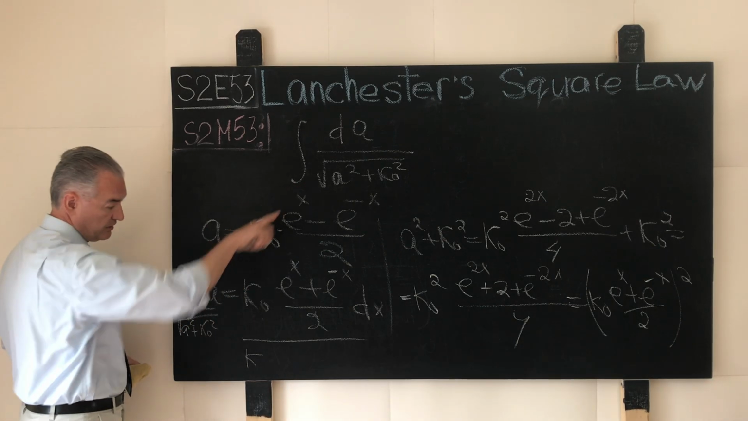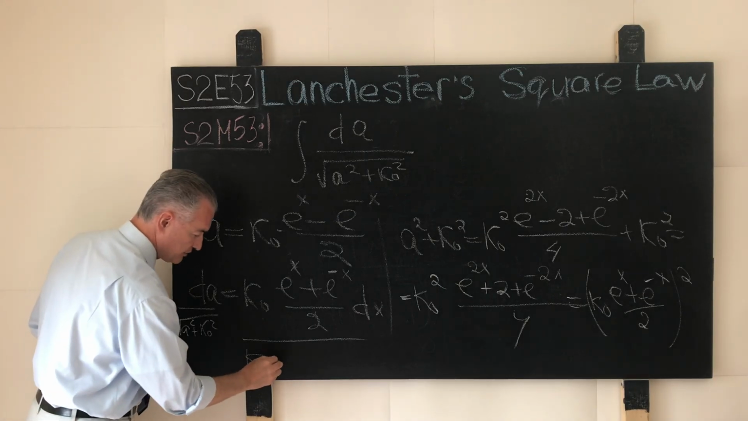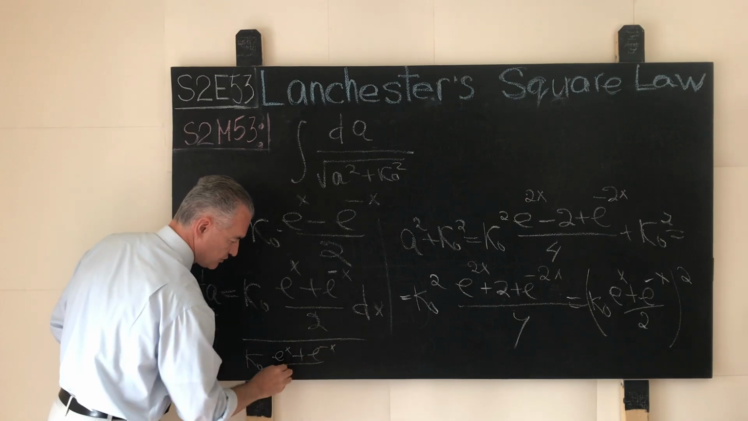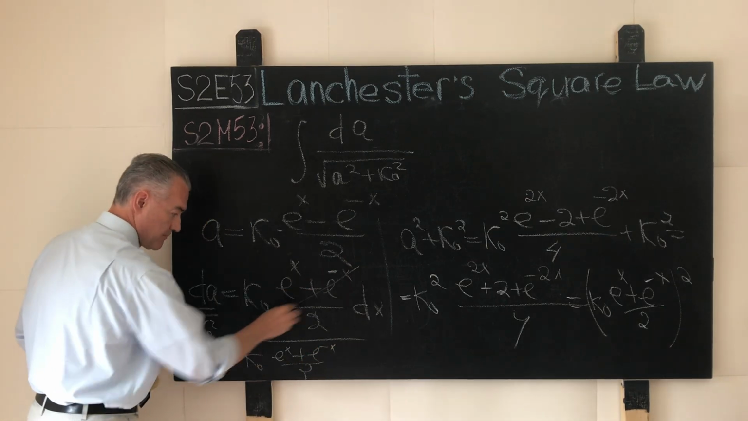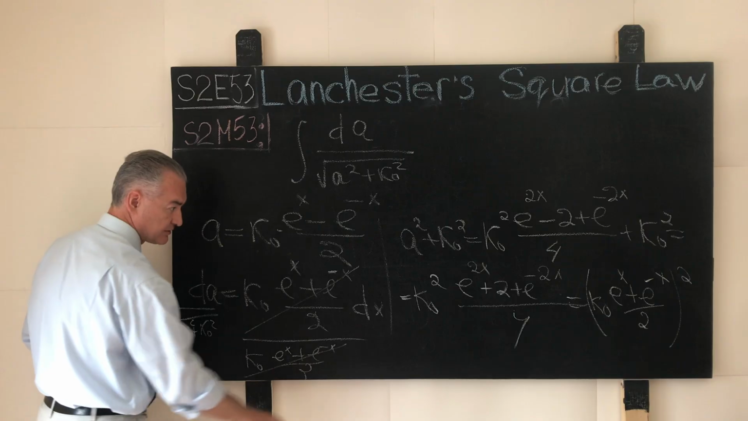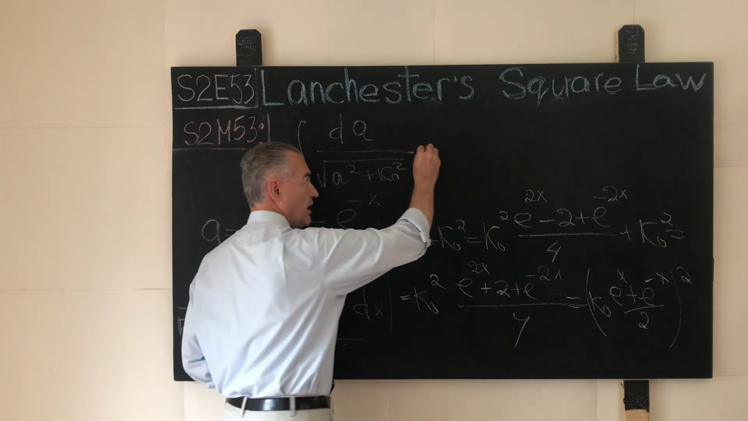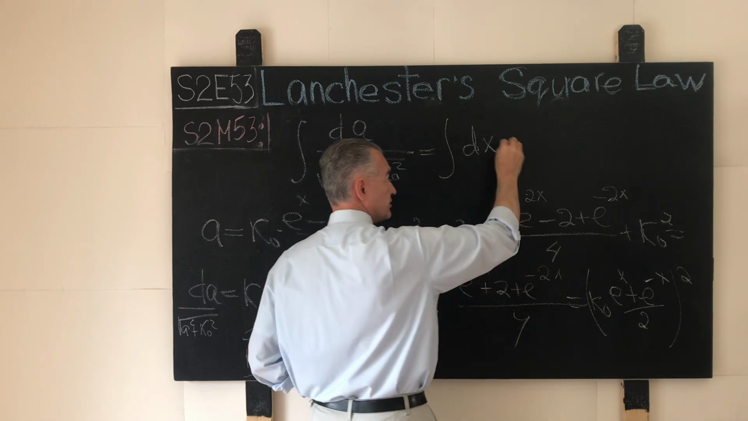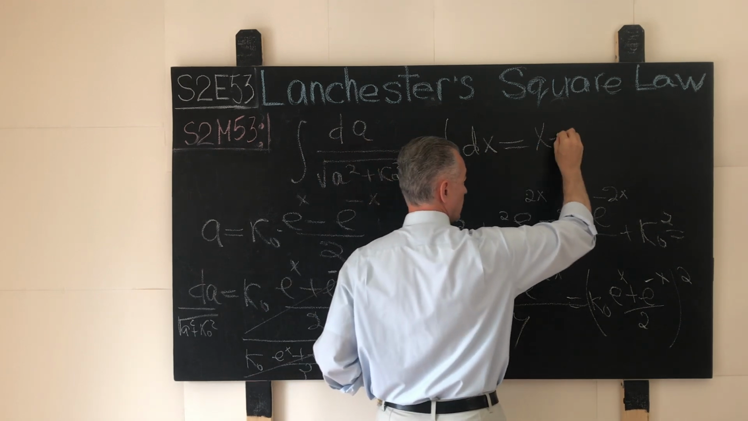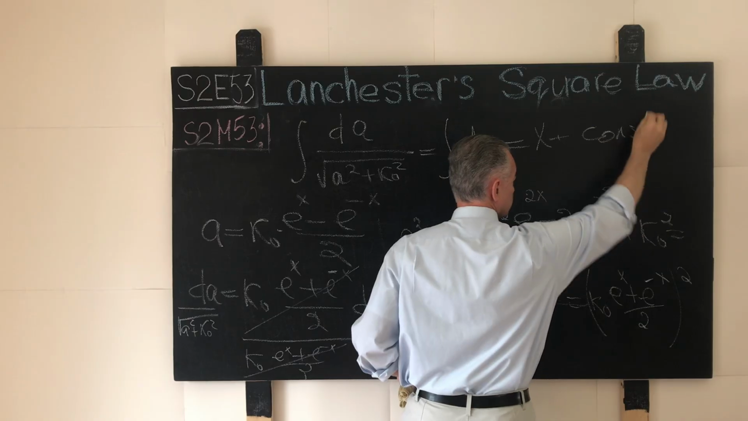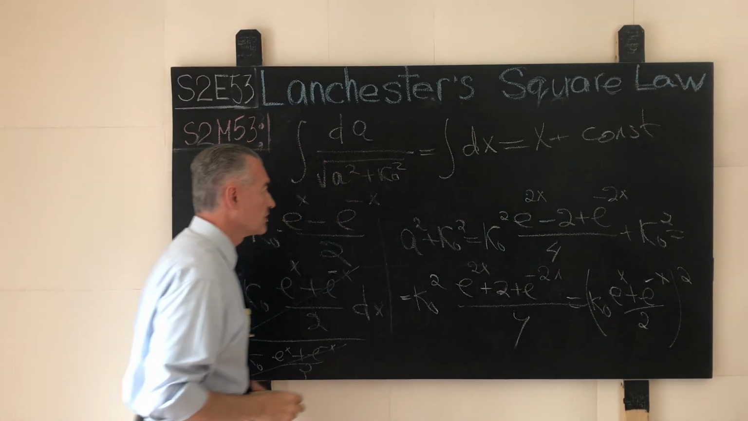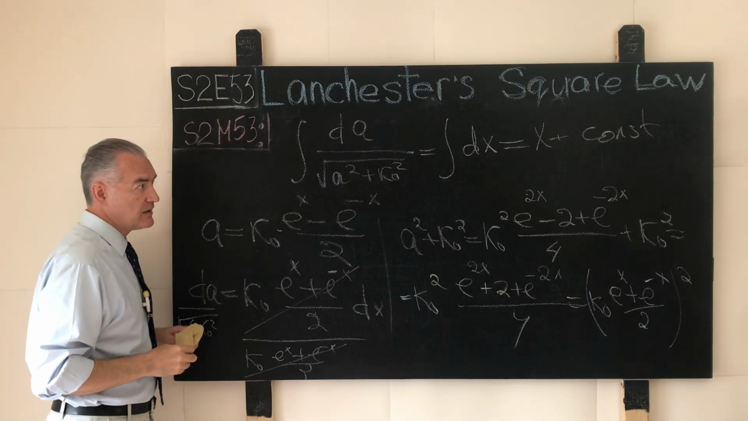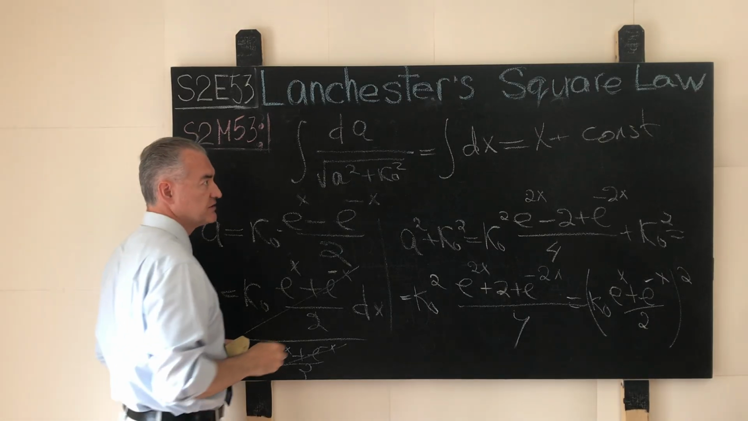I basically moved the integrand over here: k0 times e to the power of x plus e to the power negative x over 2. Big cancel, big cancel. What remains? dx. So after this wonderful substitution, what do we have? dx. And what is this? This is x plus some silly constant. Game over. The integral has been evaluated.